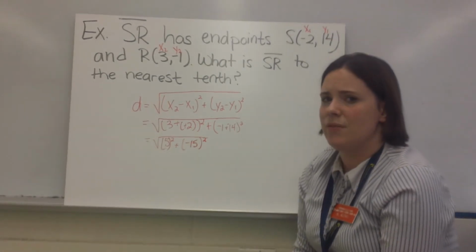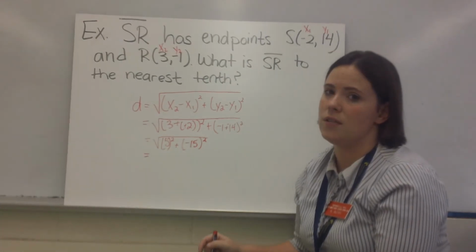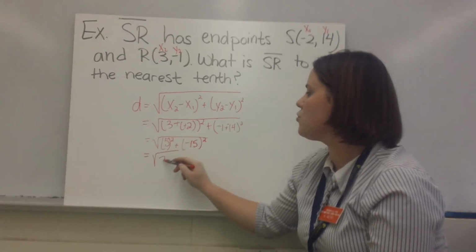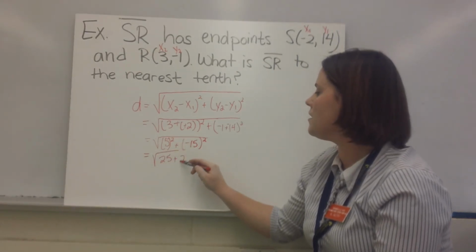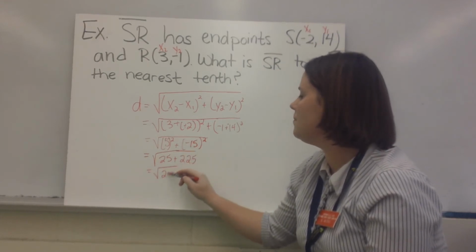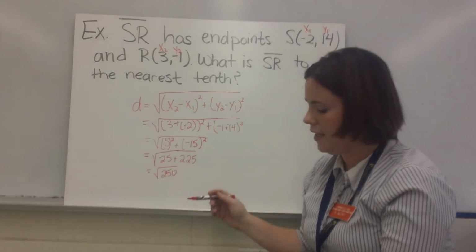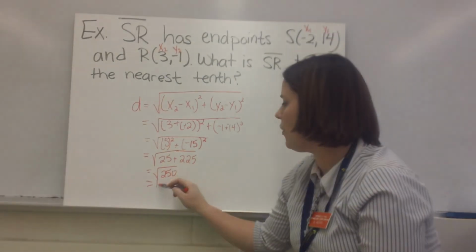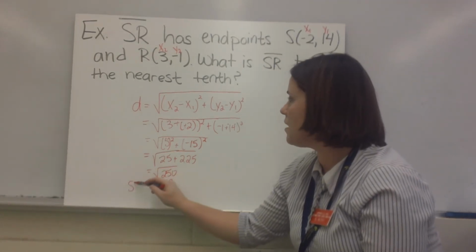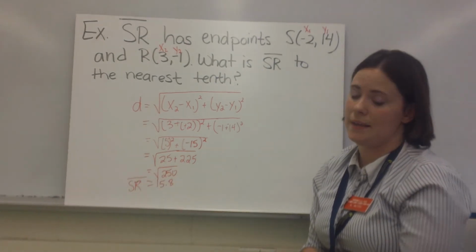Now when you square a negative number, it's always going to be positive, but if you put -15 squared in your calculator without parentheses, it's going to give you a negative number. Make sure you put in parentheses. So 5 squared is 25, 15 squared is 225. You add them together and you get 250. So in your calculator, you do the square root of 250, and you get approximately 15.8 when you round it to the nearest tenth. So the distance of SR is 15.8.